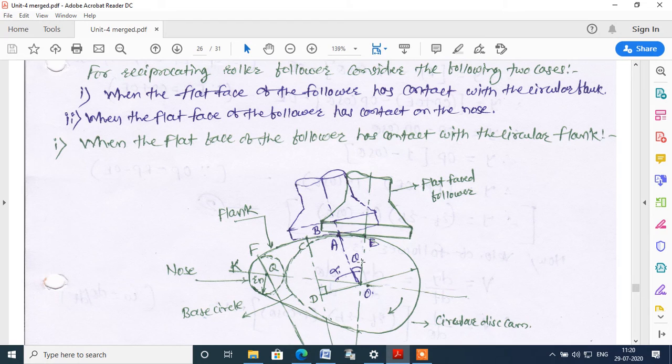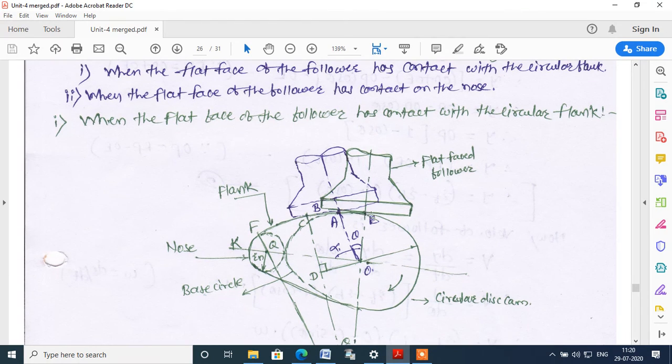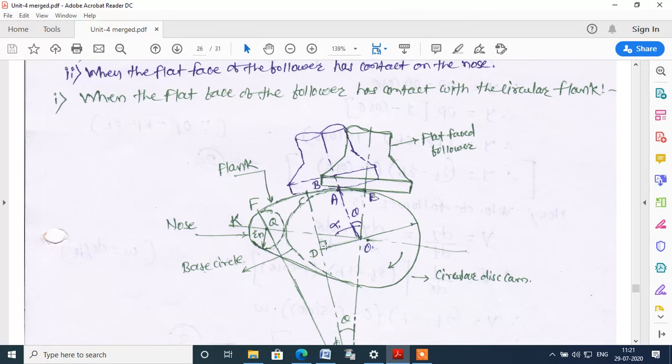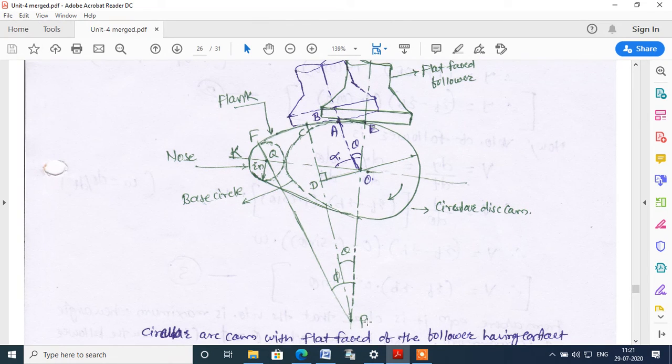So the earlier position is like this. This is the contact point E between the cam and follower. This is the flank. This is called the nose. This is the base circle of the cam. After deviating the position of the follower, another point is B. Here, sorry, point A. Then here I have marked one point as P.